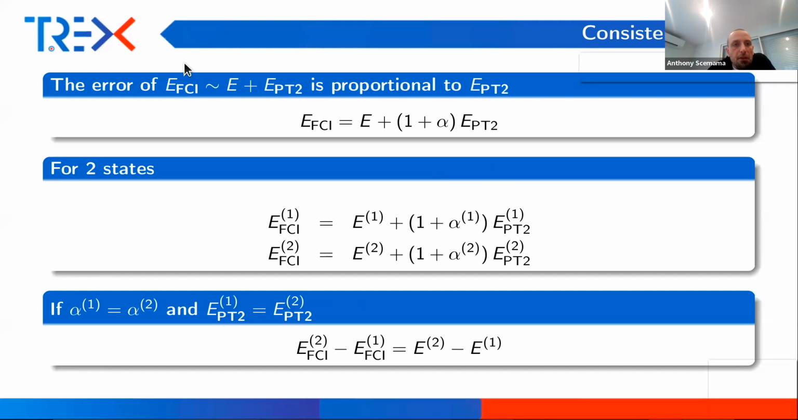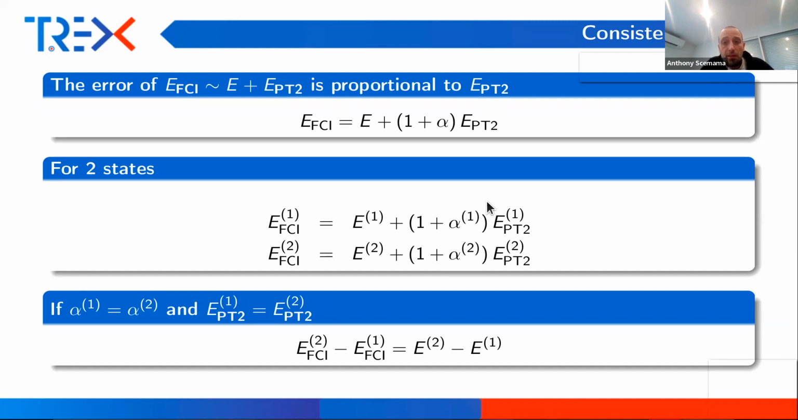So the full CI energy will always be estimated as the energy plus the PT2 correction. So basically the error you make on the full CI will be proportional to the magnitude of the PT2. And so now if you look at two states like this, if they have a different rate of convergence to the full CI, you will have different values of alpha here.